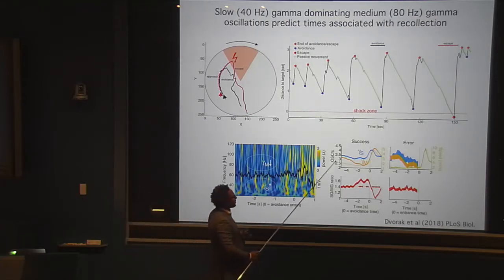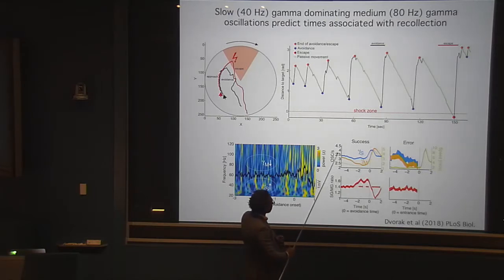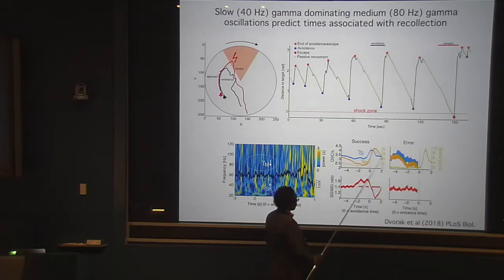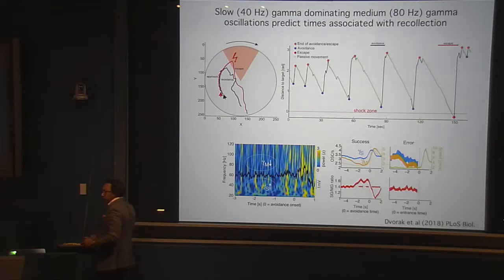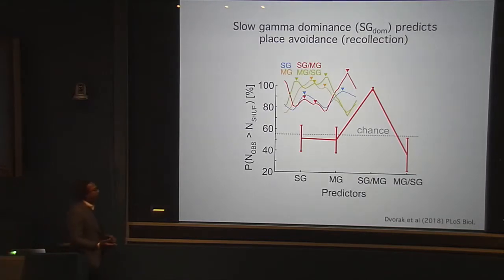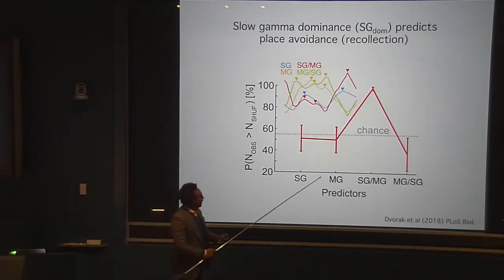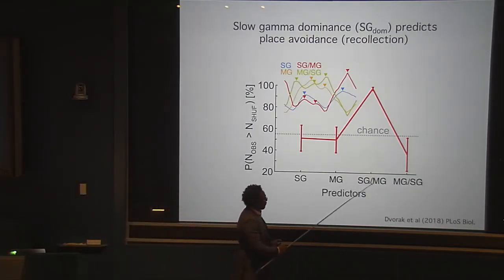And when the animal is successful, you see more of this slow gamma compared to this medium frequency gamma. And when the animal makes an error, you can take the ratio of these two and you get this plot. When the animal makes an error, you don't see this change. So that's making us feel comfortable, at least, that this has something to do with the animal being able to escape. And in fact, you can use this ratio of the slow gamma over the medium gamma.